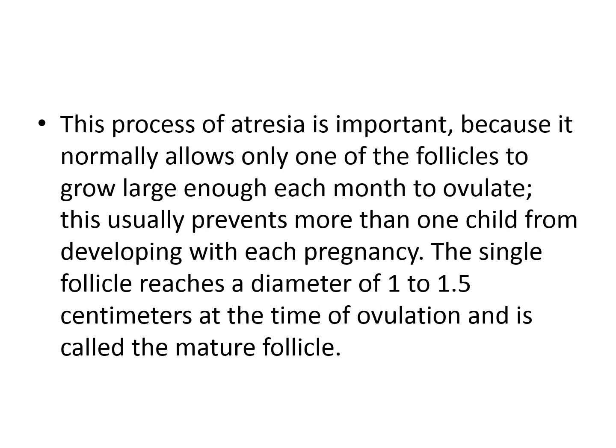This process of atresia is important because it normally allows only one of the follicles to grow large enough each month to ovulate. This usually prevents more than one child from developing with each pregnancy. The single follicle reaches a diameter of 1 to 1.5 centimeters at the time of ovulation and is called the mature follicle.